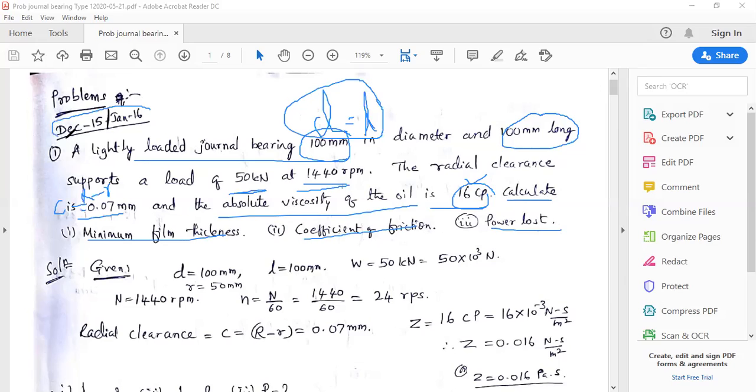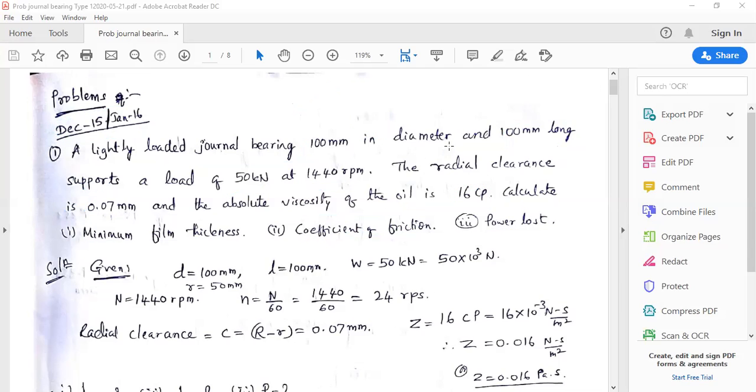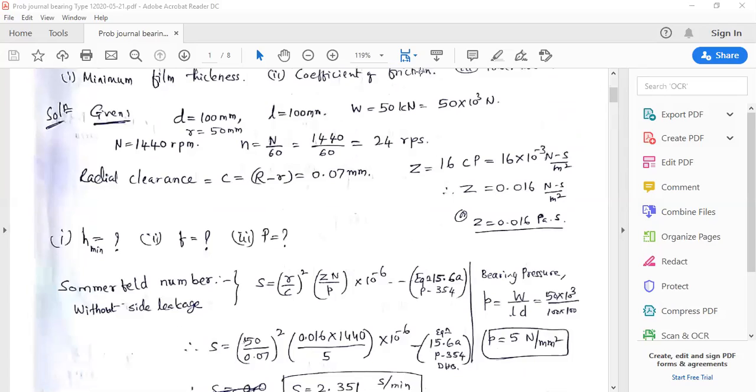This particular question was asked in one of the previous year question papers, December 15, January 16. Now let us proceed with the steps. First of all, we have to note down the given information: diameter of the shaft, length of the bearing, the load to be carried by the bearing, that is the radial load, and the speed. Small n is to be calculated here, which is RPS, revolutions per second, so the RPM value is to be divided by 60. Then the radial clearance c is also given, and Z, the absolute viscosity, that is 16 centipoise.